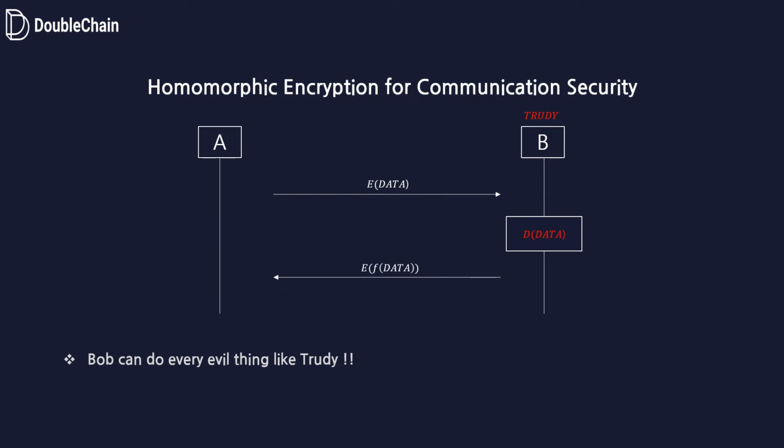But what if Bob is Trudy, disguising himself as Bob? Then he can do every evil thing because he is evil. This is where the homomorphic encryption scheme comes into the picture.